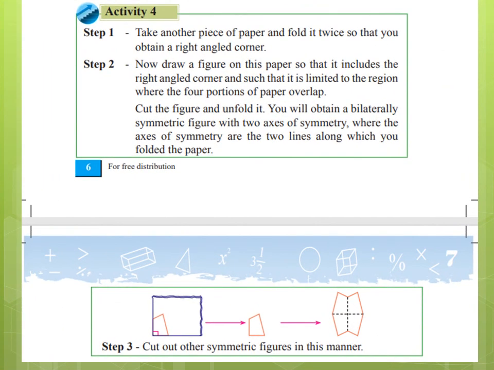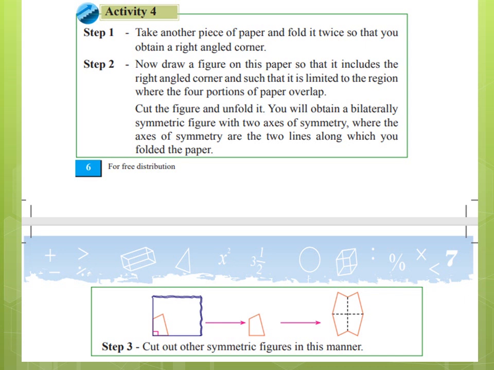Activity 4. In activity 4 there are only 3 steps. Step 1, take another piece of paper and fold it twice so that you obtain a right angle corner. Now draw a figure on this paper so that it includes the right angled corner and is limited to the region where the four portions of paper overlap.